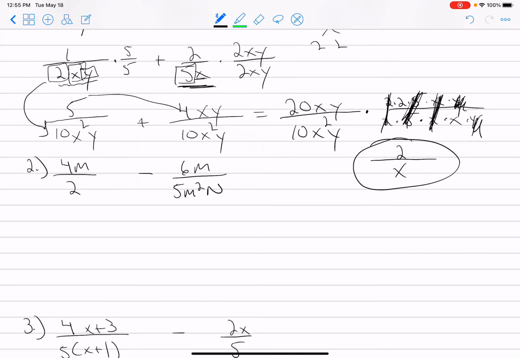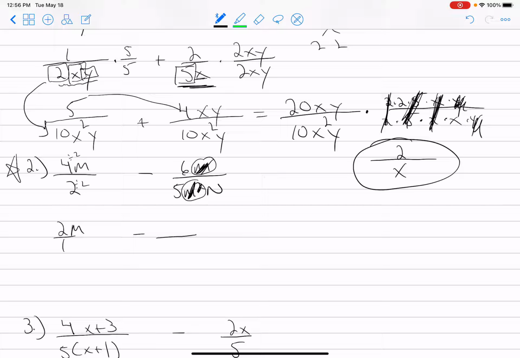All right, here's number 2. Try number 2 before I do it. Cool, you just did this. You're thinking, okay, I should have simplified first. Well, 4 and 2, I know I can simplify into 2 over 1. So that's 2m over 1. Minus, I have 1m up top, 2 m's at the bottom. Means I could cancel out one of those m's.